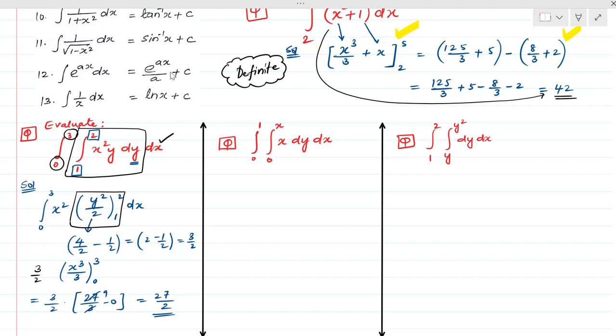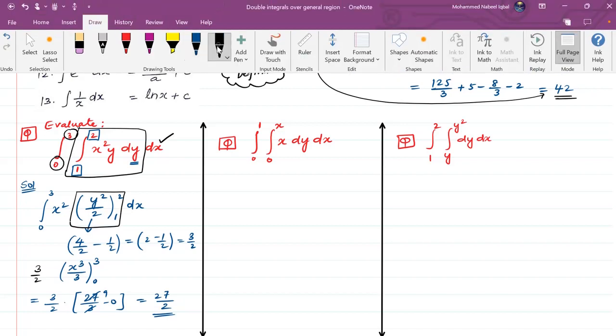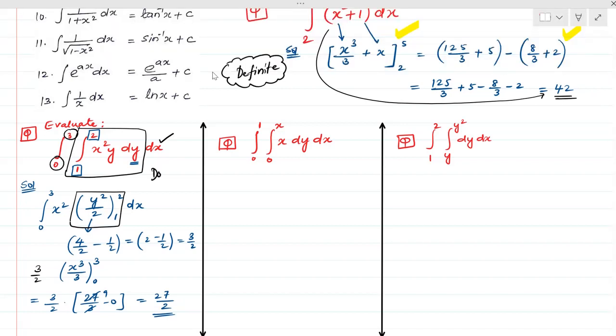That's it. Now what is the difference here? In this one we have a double integral with constant limit, whereas here we will have a variable limit. So x is there in the limit.